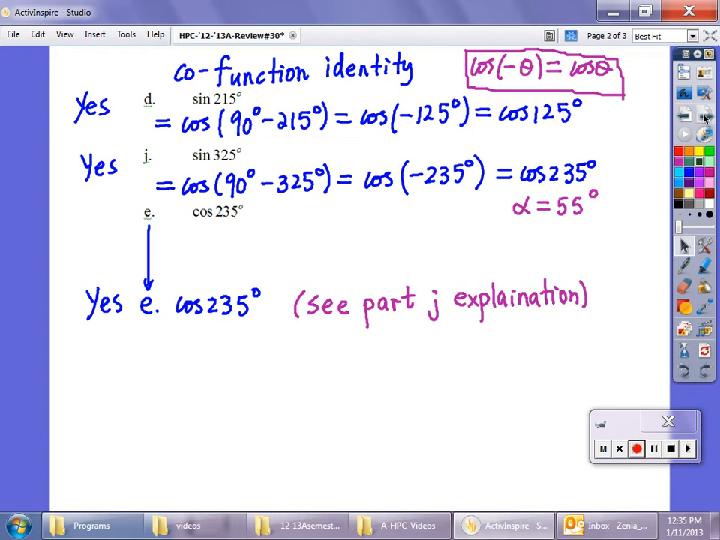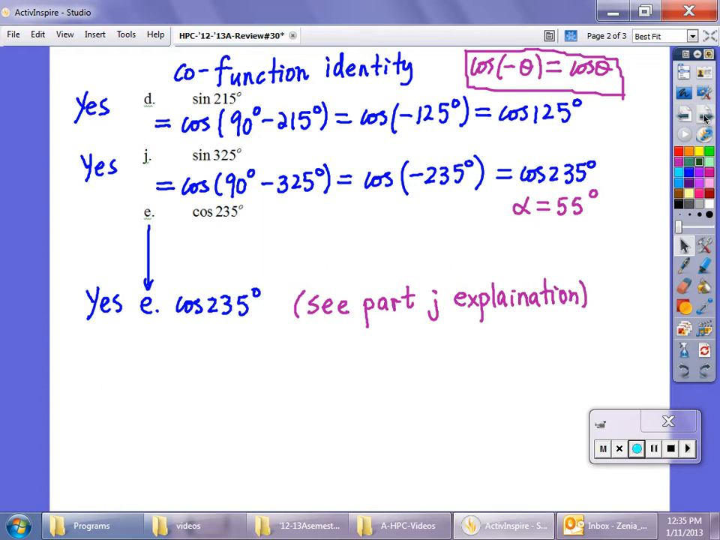Well, the cosine function is an even function, so cosine of negative theta is equal to cosine theta. Hence, cosine of negative 125 degrees is the same as cosine 125 degrees. So the answer for D is yes.